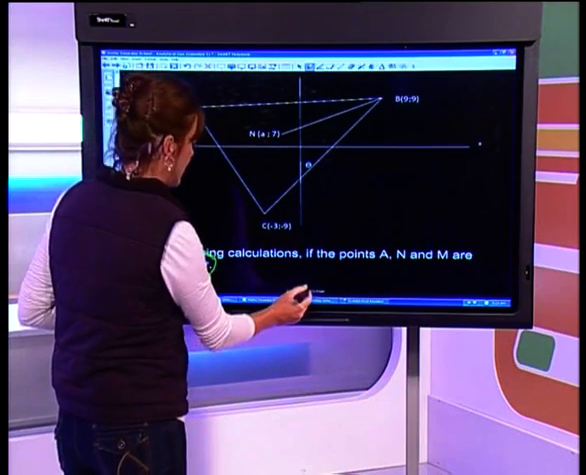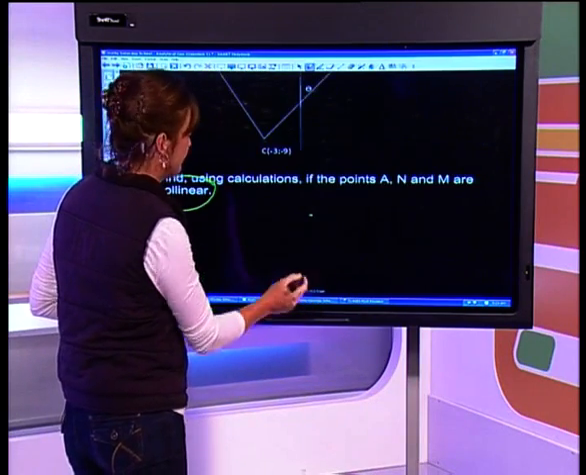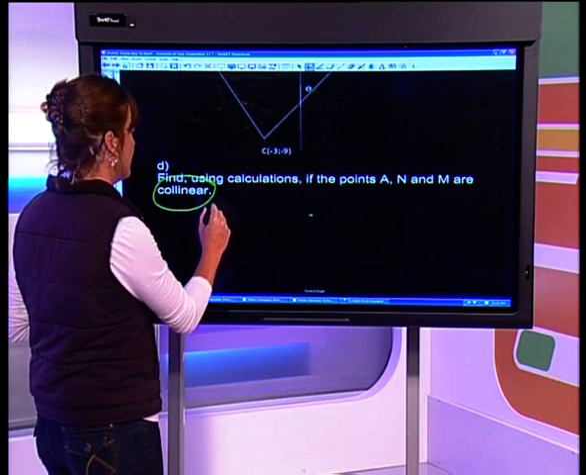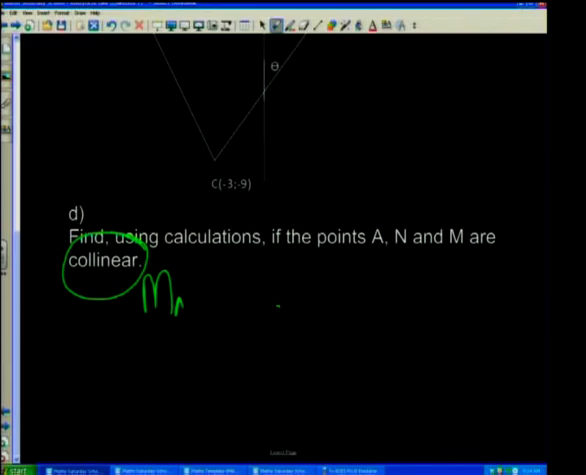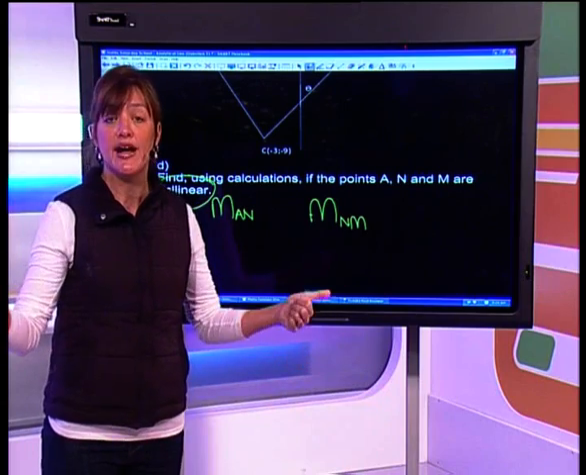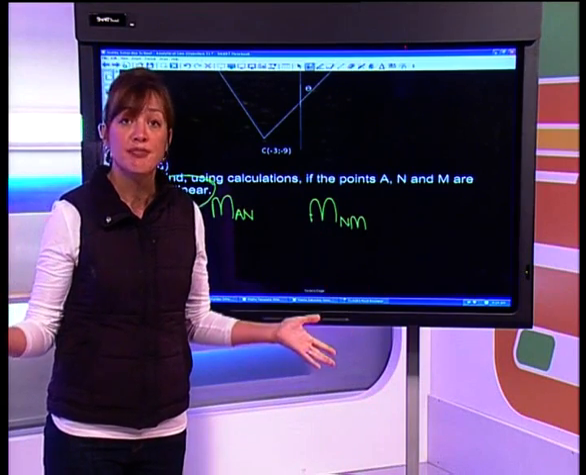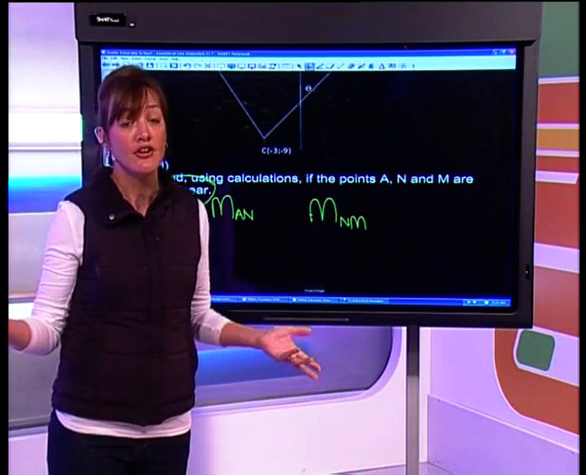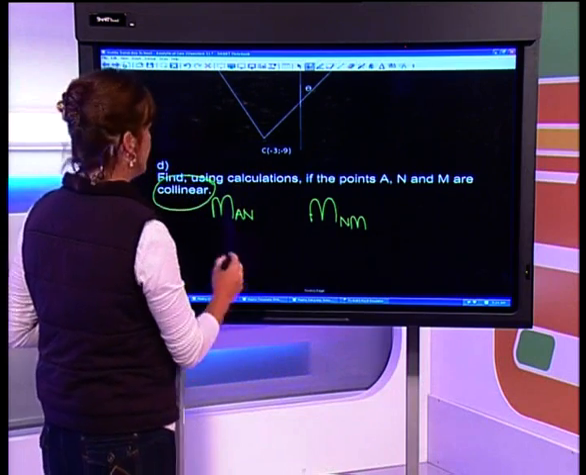Right, so that is what our mission over here is going to be. We are going to try and prove that the gradient from point A to point N has got to be the same as the gradient from point N to point M, okay? If we can prove they are the same, great, they're collinear. If we can't prove they're the same, then we're proving that they're not collinear, okay? So that's what we've got to try and do.